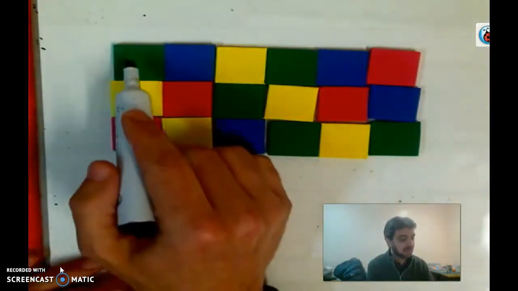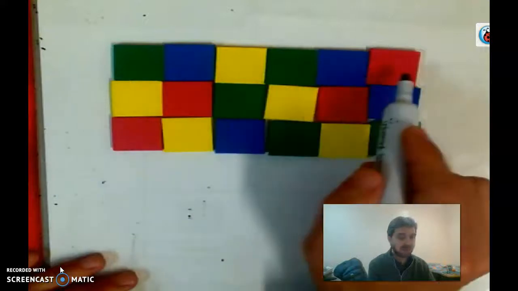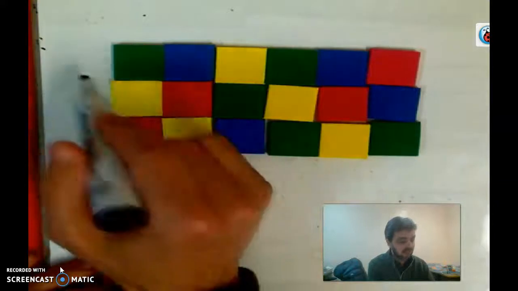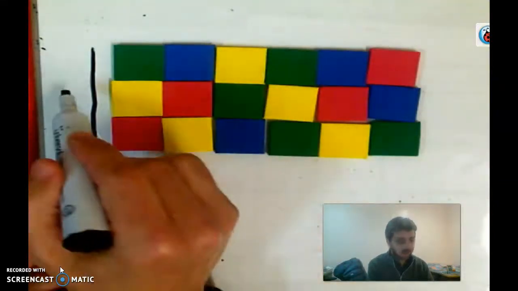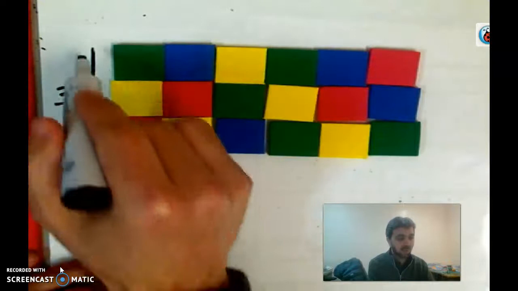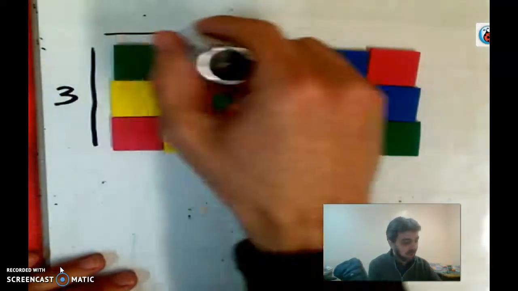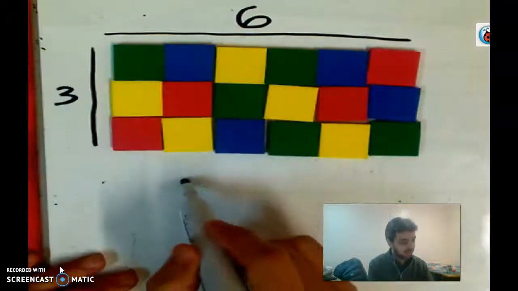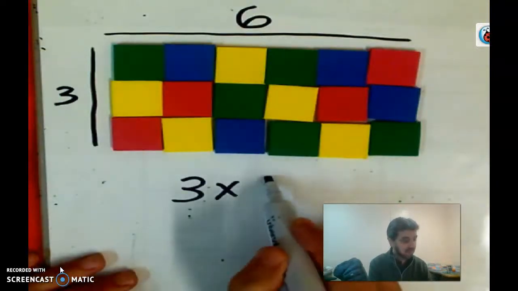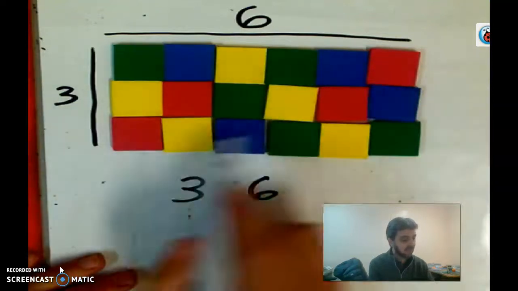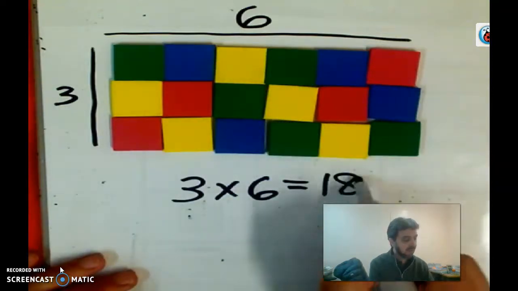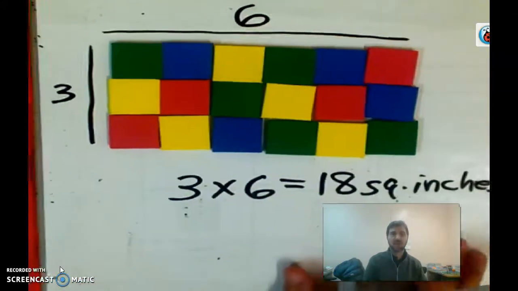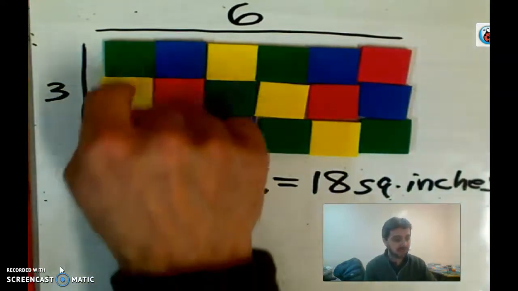So how much space does it take up? It looks like it takes up 1, 2, 3, 4, 5, 6 here, and 6 here, and 6 here. So 3 rows of 6. So this right here, my width is 3, and my length is 6. And if I multiply the width times the length, because I have 3 rows of 6, I will get the area, which is 18 square inches. Okay, each one of these is a square inch.